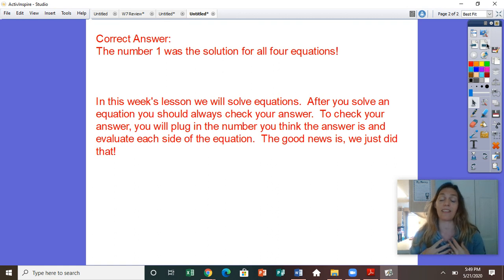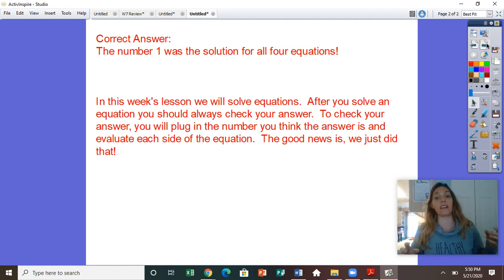In this week's lesson, we are going to solve equations. After you solve an equation, you should always check your answer. To check your answer, you actually do what we just did. You're going to plug the number that you think is the answer back in to the equation, and then you're going to evaluate each side separately. The good news is we just did this. If one side equals the other side, then that means you had the right answer.